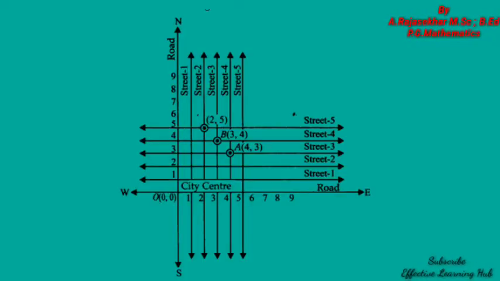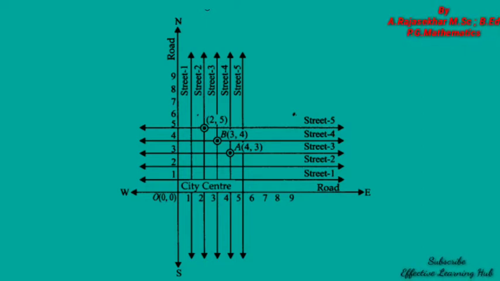Street x axis, y axis, x dash west and east, y dash north and south. X axis street 1, street 2, street 3, street 4, street 5. Y axis also street 1, street 2, street 3, street 4, street 5. First one is A (4, 3). So x axis 4, y axis 3.